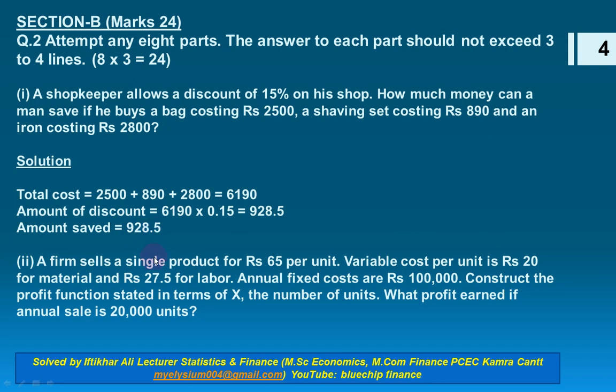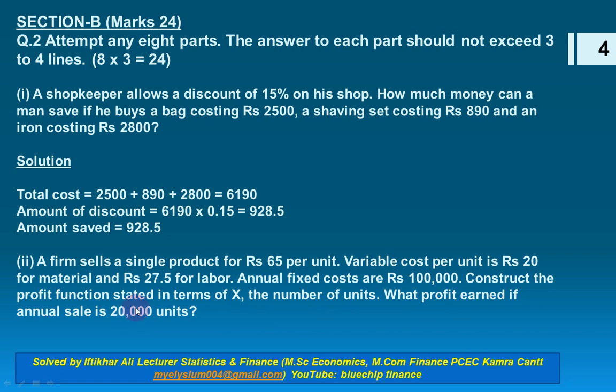928.5. Question number 2 is that a firm sells a single product for rupees 65 per unit. Variable cost per unit is 20 for material and rupees 27.5 for labor. Annual fixed cost are rupees 1 lakh or 100,000. Construct the profit function stated in terms of X, the number of units. What profit is earned if annual sale is 20,000 units?